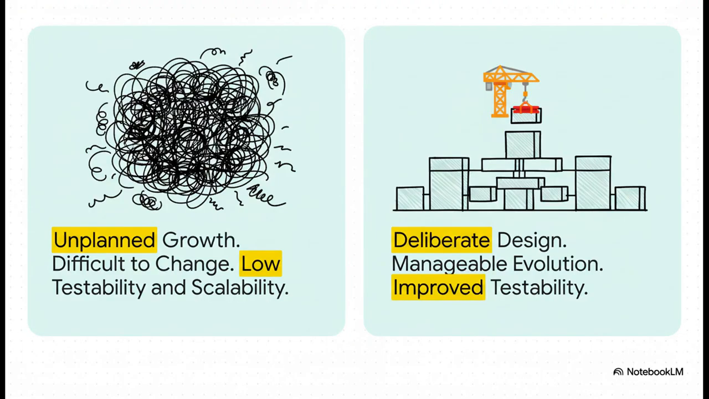And this just shows the difference so clearly. Instead of unplanned growth, you get deliberate design. Instead of a system that's an absolute nightmare to change, you get manageable evolution. And that's huge. It means you can update one part of it, say swap out the database, without having to rewrite the entire application. You also get improved testability. Why? Well, because with a clear separation, you can test each component on its own, making it way easier to find and fix bugs. You're basically moving from unpredictable chaos to defined, understood characteristics.